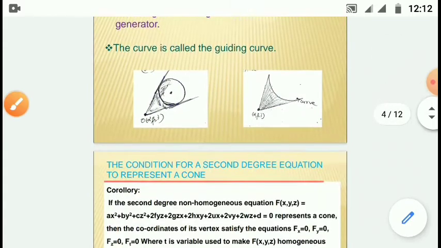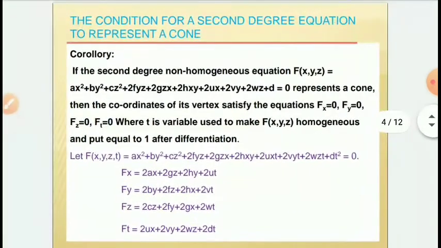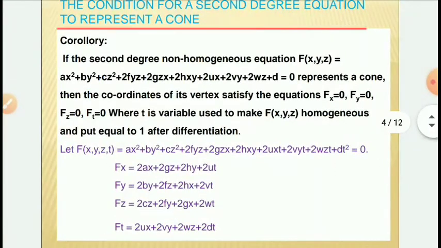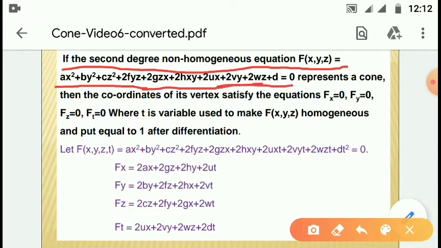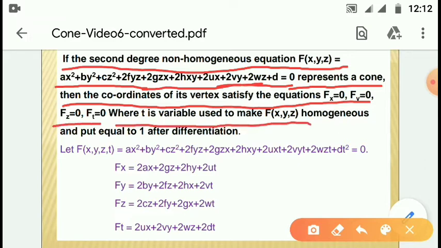So, in this video, I am going to derive a condition so that the second degree equation represents a cone. Suppose that the second degree non-homogeneous equation is denoted by f of x, y, z, that is ax square plus by square plus cz square plus 2fyz plus 2gzx plus 2hxy plus 2ux plus 2vy plus 2wz plus d is equal to 0. If this represents a cone, then the coordinates of the vertex satisfy the equations fx is equal to 0, fy is equal to 0, fz is equal to 0, ft is equal to 0, where t is a variable used to make f homogeneous.